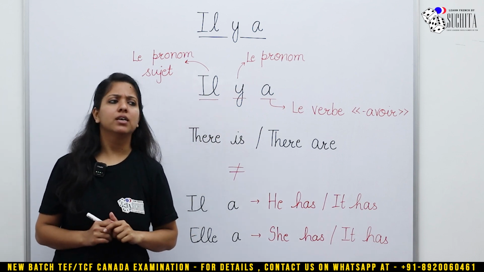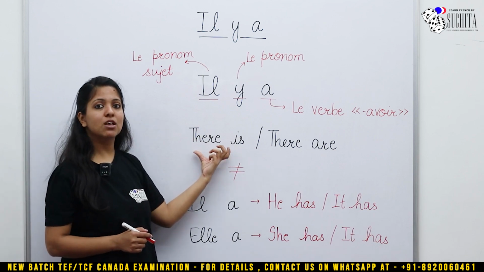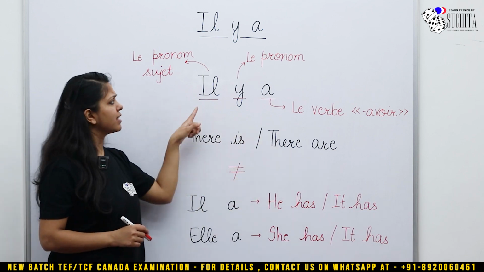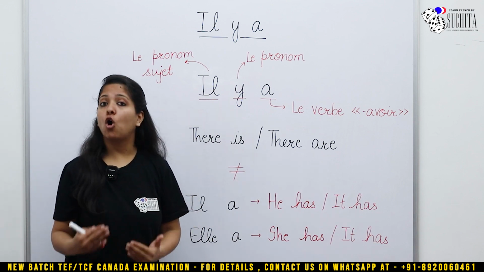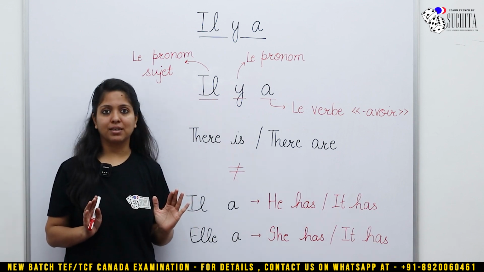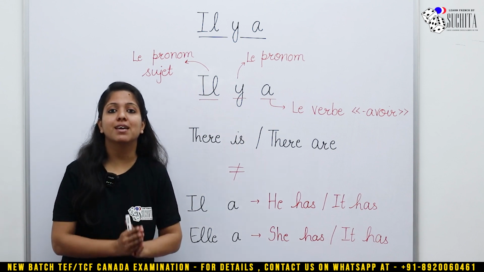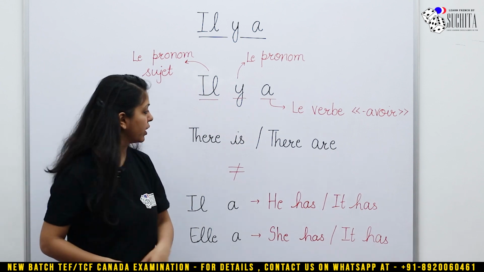Now, what does it mean? It actually means there is or there are. I understand that il is a subject pronoun, which means he or it, but here it doesn't mean that. Il y a, together, means there is or there are, okay?